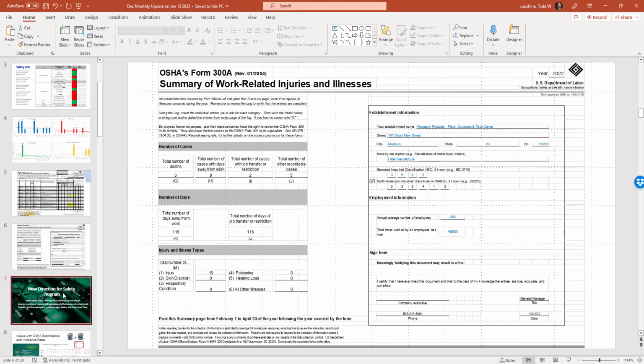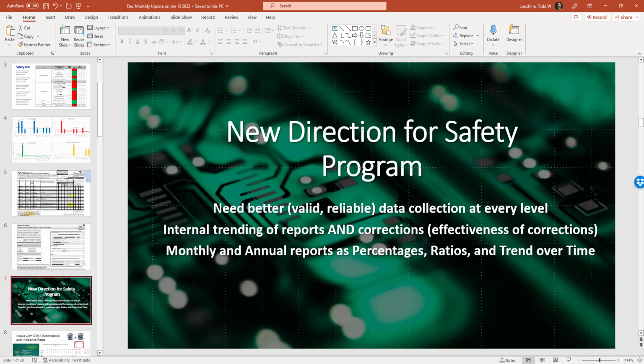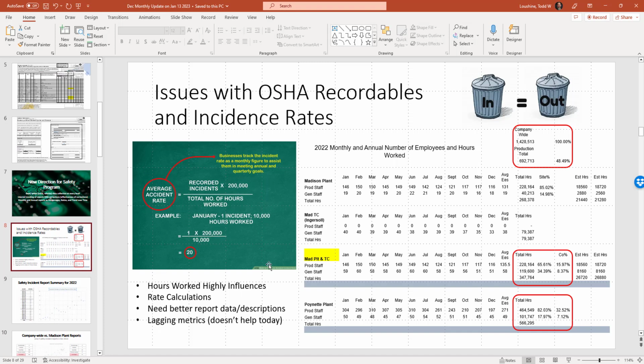Everything is now clicking. So what I'm doing right now is I'm giving you this is what I completed in the first 2 weeks of the job. Yeah. So, new direction for safety. Here is the hours, and I was just showing how the hours worked affects the incidence rates, trying to convince them, garbage in, garbage out, and some other things.